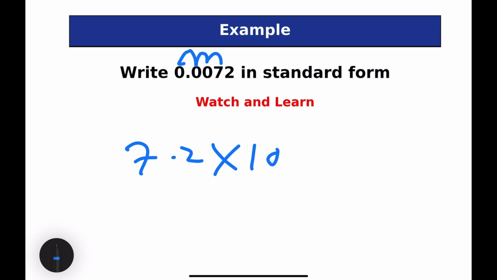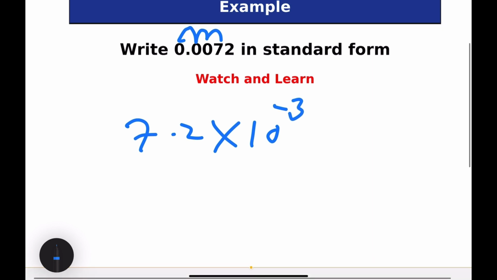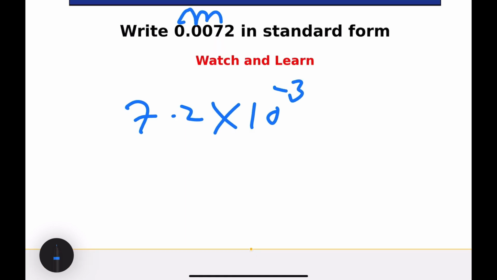But it's not going to be positive 3, it's going to be minus 3. As when you multiply this out, you want to do it backwards. So it's the opposite. As it's a number less than 1, you know it's going to be negative, not positive. Because when you do 7.2 and multiply by 10 to the negative 3, you'll be moving it 3 places to the right rather than the left.